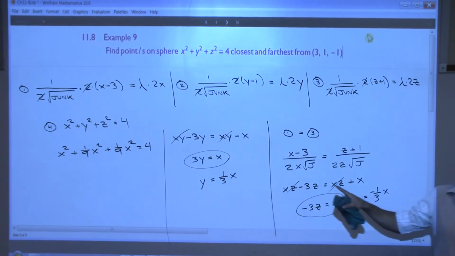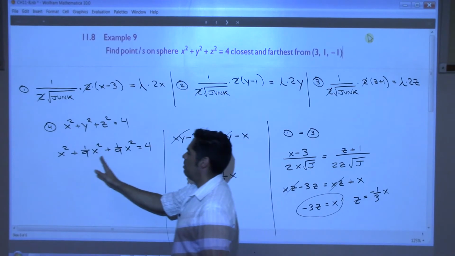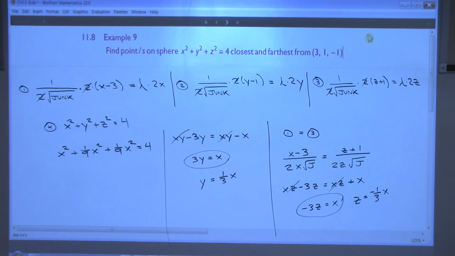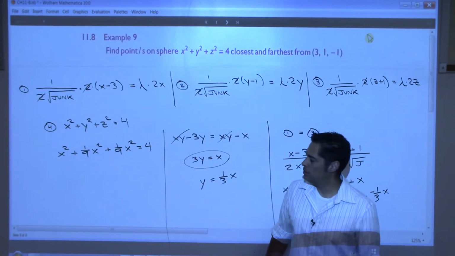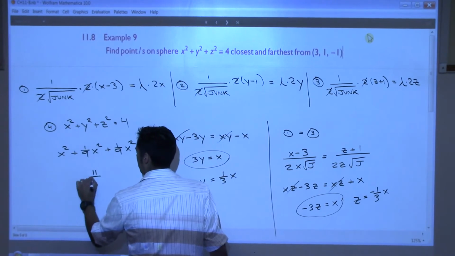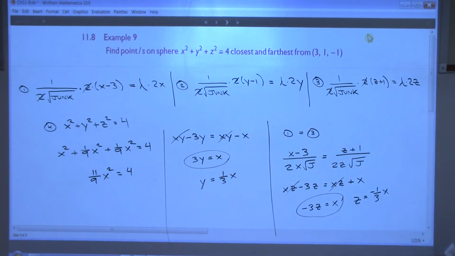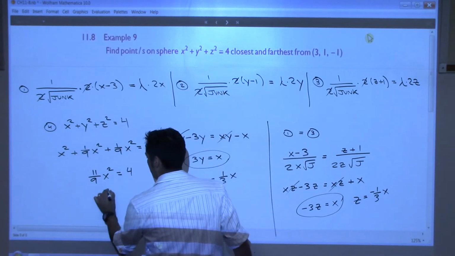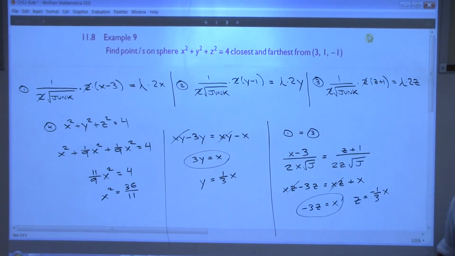Are we good or not? These are all like terms, right? So how many ninths is that over there? 9 ninths plus 1 ninth plus 1 ninth, 11 ninths, equals 4. We agree? Multiply by the reciprocal. x squared should be 36 elevenths.